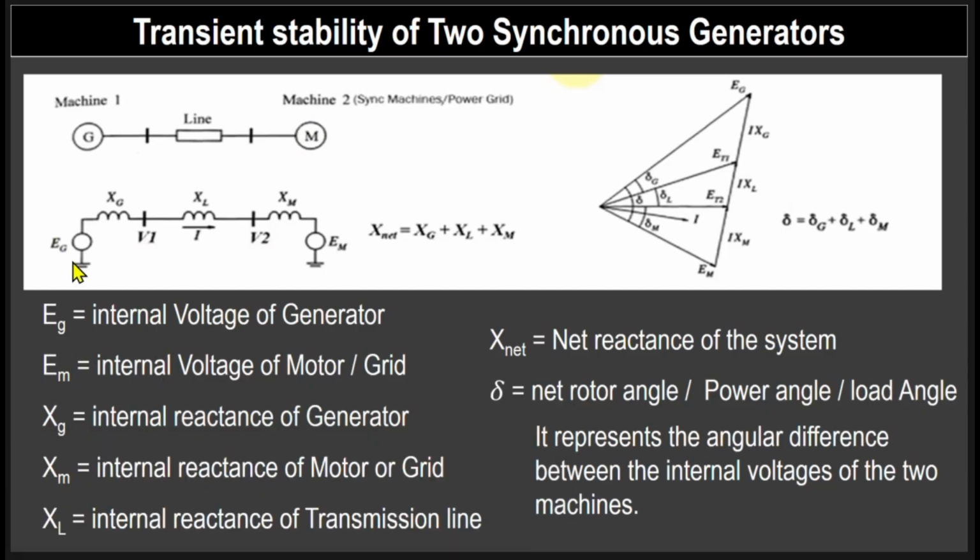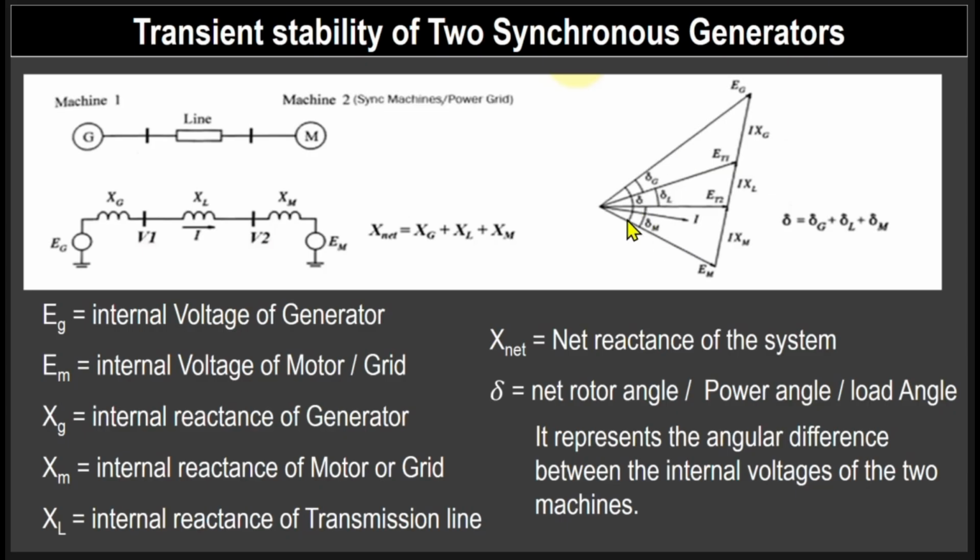EG is the internal voltage, and this is the reactance diagram of this simple single line diagram. EG is the internal voltage of the generator, and XG is the internal reactance of the generator. XL is the reactance of the transmission line. Sorry, I have written 'internal' here, but it is the reactance of the transmission line. And XM is the internal reactance of the motor or grid, and XNet is the net reactance, that is the sum of these reactances, and this is the vector diagram.